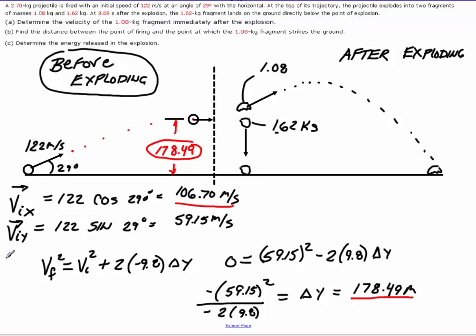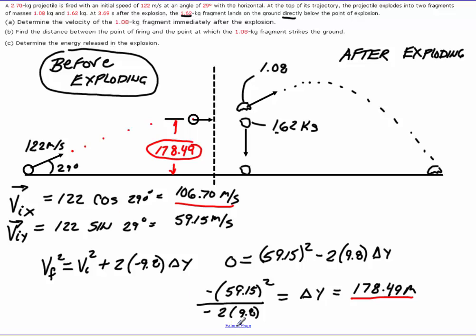Alright, now let's start working on what we know is taking place here. Couple things. It says the 1.62 lands on the ground directly below. So we know if it lands directly below, it has no horizontal velocity. It only has a vertical component. We need to verify or determine what its velocity is going to be to reach the ground in 3.69 seconds. That's why it was important to find out what this height is.